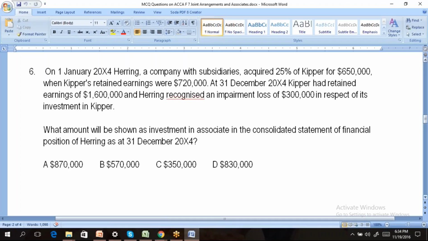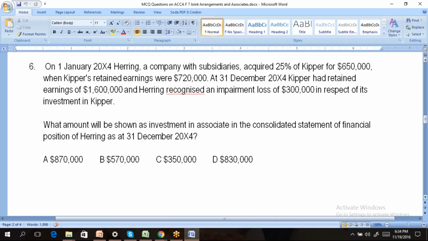That's answer B. 570 should be the right answer. So you can see, you don't take 25% of the original cost of the investment as it is, you take it up. Right, so that is good. So impairment: 100% of the investment, post-acquisition profits we take our share, unrealized profit we take our share.